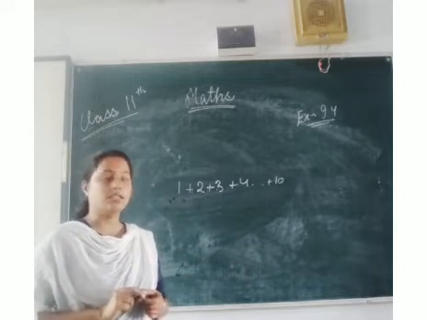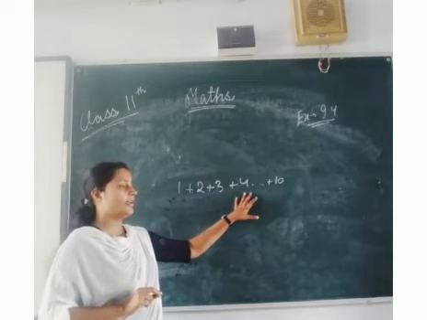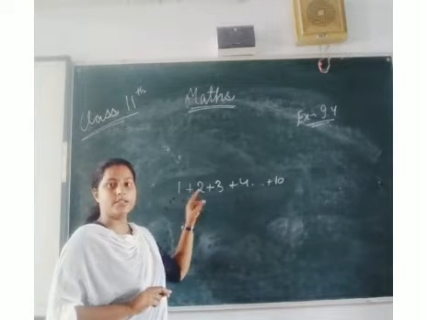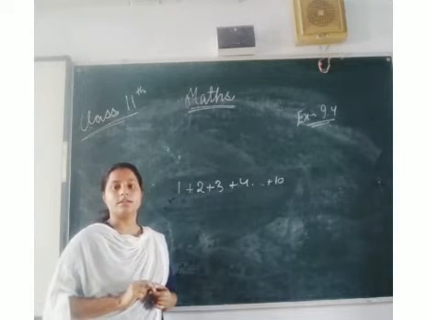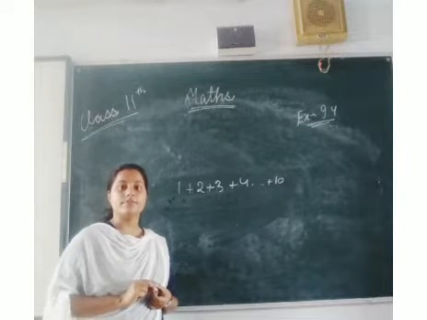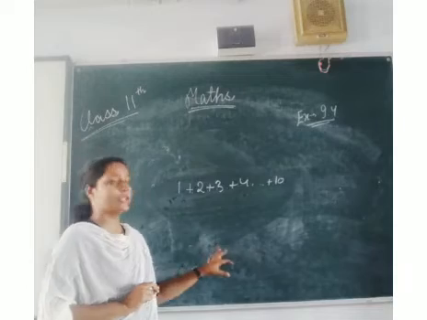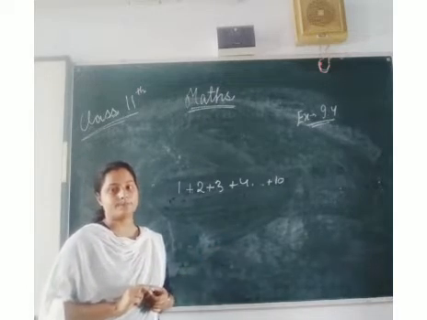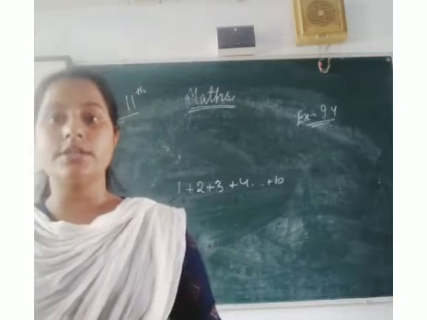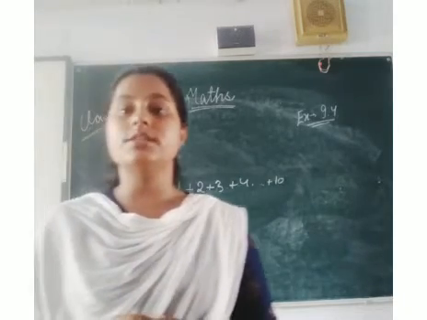The second method: clearly the series is in AP, arithmetic progression. Common difference कितना है? 1 का है. So we can apply the formula for the sum of n terms of AP, and then we will get the simplified form. Now, in this exercise, we are going to learn 3 formulas for the special series.